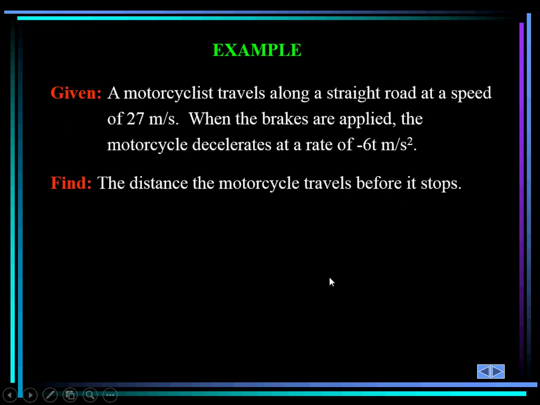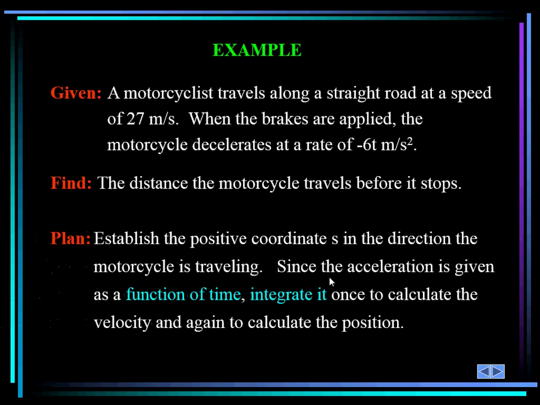Okay, let's look at an example now as we apply these equations of motion. For example, here it says a motorcyclist travels along a straight road at the speed of 27 meters per second. The brakes are applied. The motorcycle decelerates at a rate of 6 meters per second squared. The distance the motorcycle travels before it stops, that's what we need to find out.